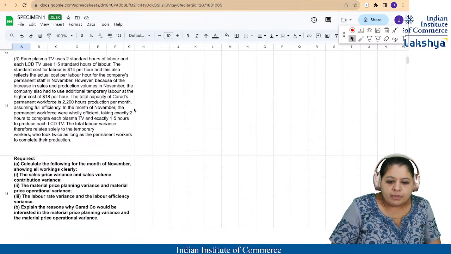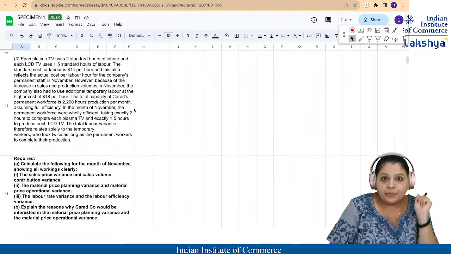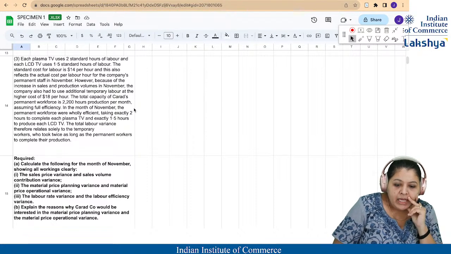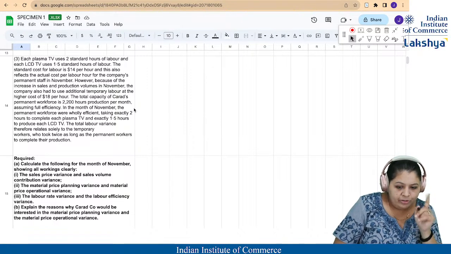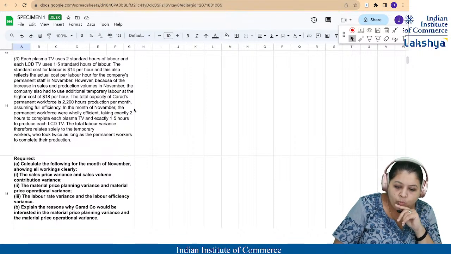Calculate the following for the month. You need to find out the sales price variance, sales volume variance. You will know it. Comfortable, right? Sales price planning variance, material price operational variance, something that I have not done in my section C, but I'll show you how to do it. Labor rate, labor efficiency, and explain the reason why.